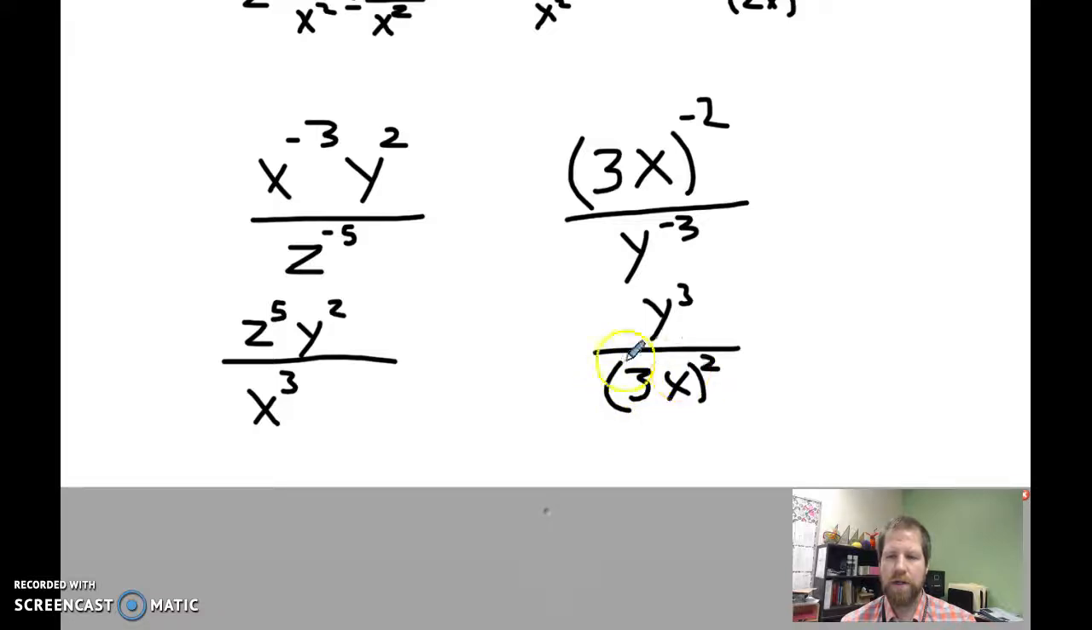And you are not going to do anything with this term, this 3 times x in parentheses. There's nothing we can do to simplify that. Okay? You're just going to leave it in that form.